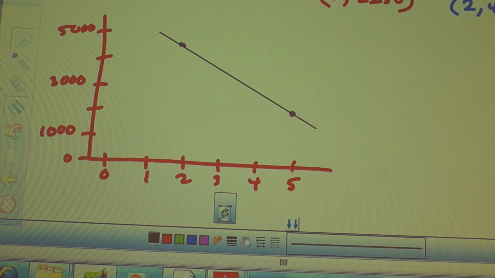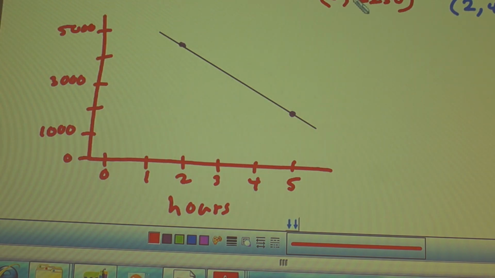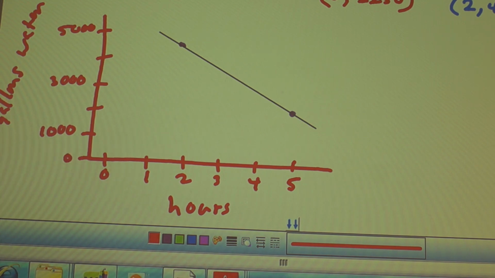Oh, and then we have to indicate what goes along here. So what's my x-axis? What is this down here? 0, 1, 2, 3, 4, 5, what's that? Hours. And what's the step along the side? Gallons of water. Your Y should always start at 0, otherwise it's what we call a misleading graph.